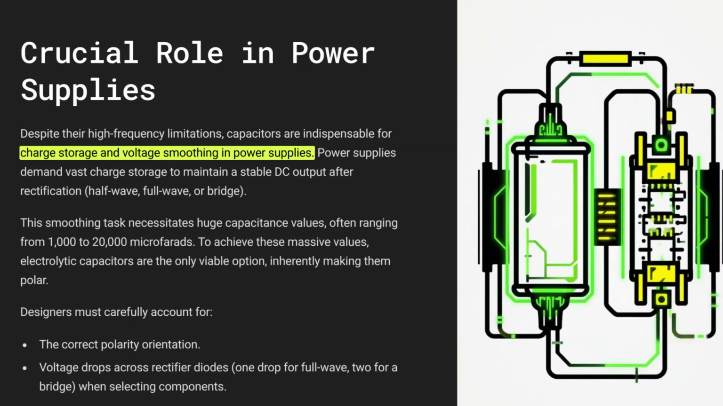It's the only way. And designers have to account for that polarity and also for things like the voltage drop across the diodes in the rectifier. 1 drop for full wave, 2 for a bridge. You need all that to choose the right components.